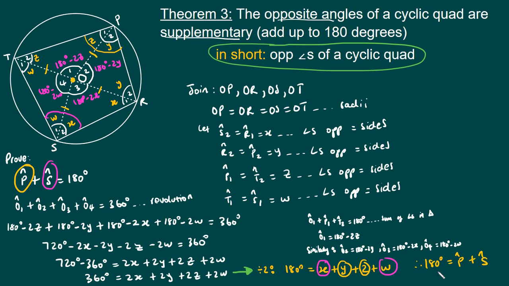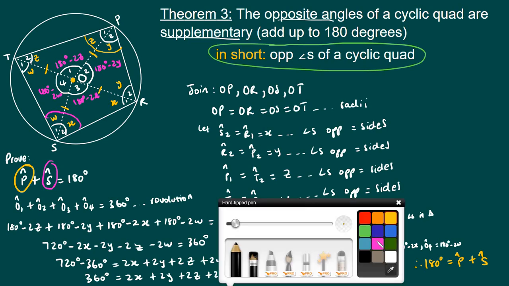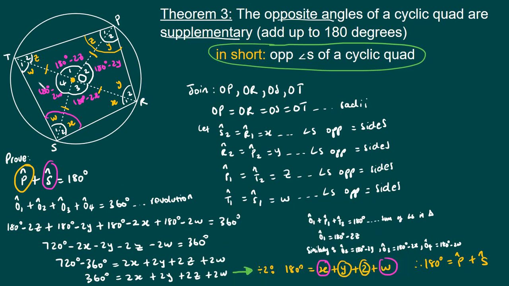What is the beauty of this one? The beauty of this one now is that if they wanted you to prove T and R, you just say, okay, T and R. T is W and Z. Look at it. W and Z. What about R? It's X and Y. So R would be the remaining X and Y.